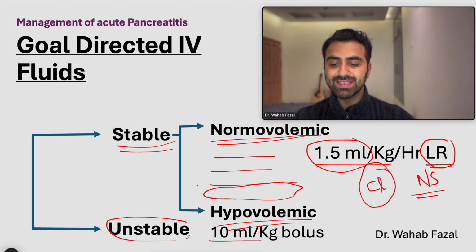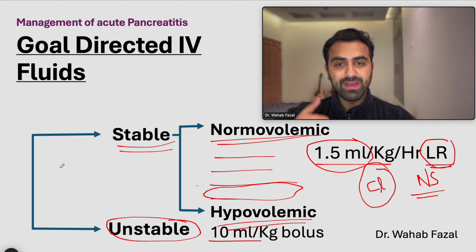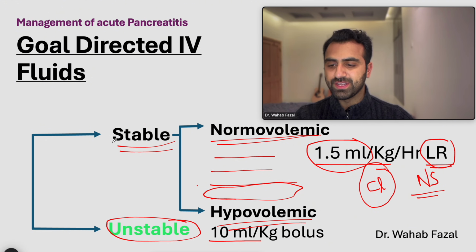What if the patient is unstable? What if the patient is hemodynamically unstable? That means they are very tachycardic, they're not maintaining a good heart rate, their respiratory rate is very, very high, the urine output is not enough. So what do you do for that patient?